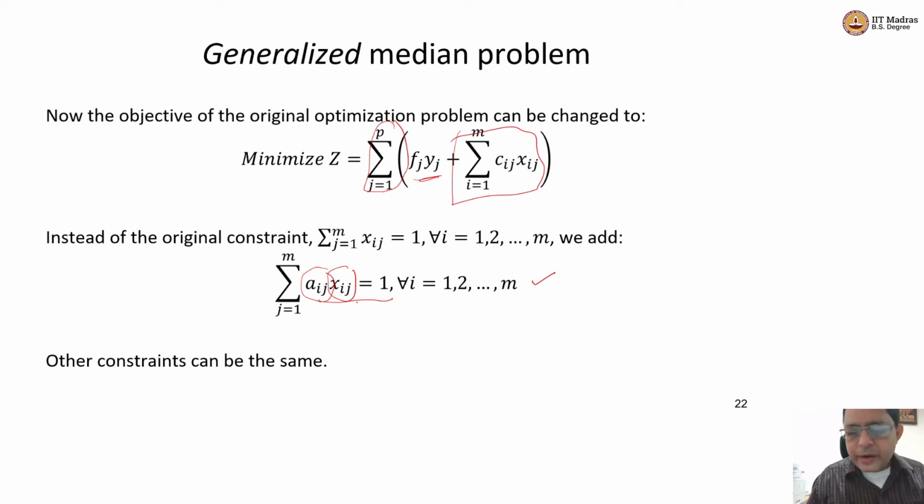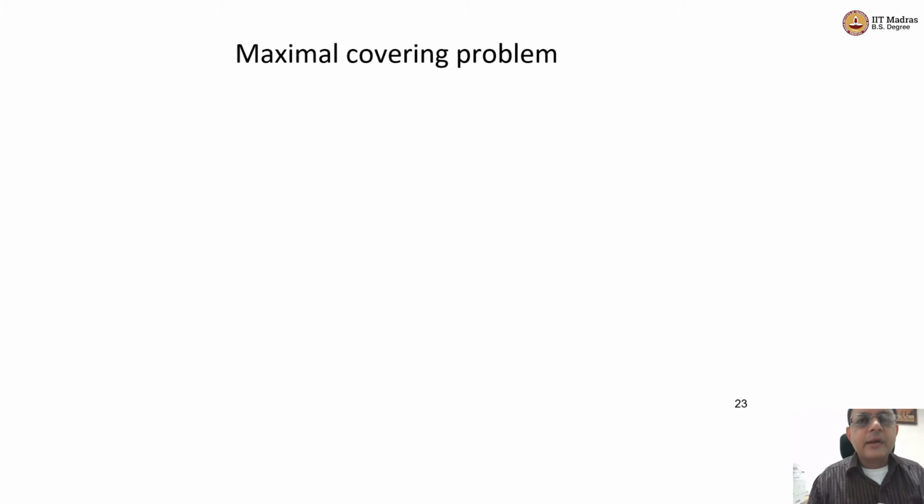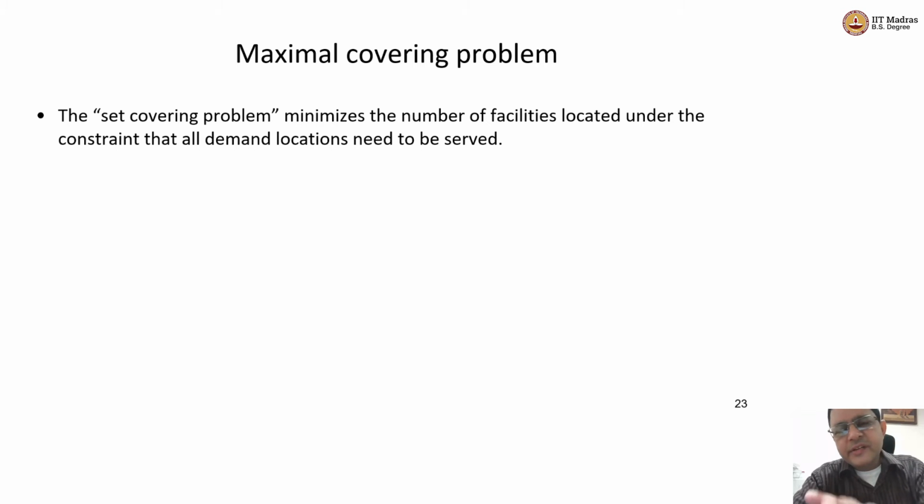Okay. Now let us look at one final formulation in the multiple facility location problem, which is called maximal covering problem. I will give you a very representative example of a maximal covering problem. What is a maximal covering problem? This is a generalization of a set covering problem. Set covering problem, if you recall, was to minimize the total number of facilities required to cover the set.